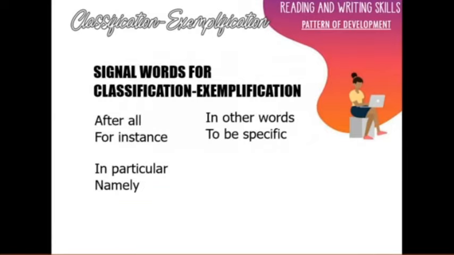So, let us move on to the signal words used for classification and exemplification. We have here after all, for instance, in other words, to be specific, in particular, or namely. So, if your purpose in writing is you want to explain a category through an example or vice versa, you will be using the classification or exemplification pattern of development.